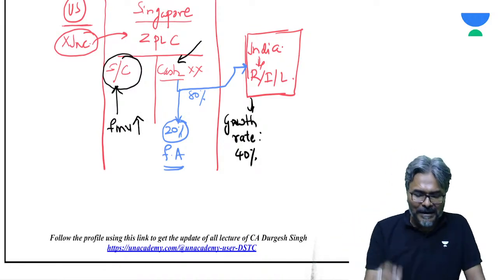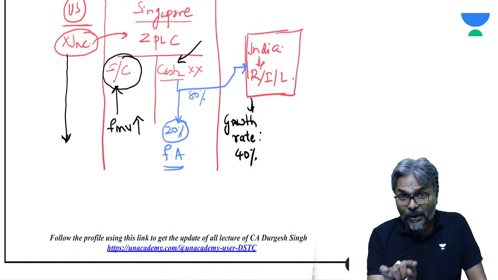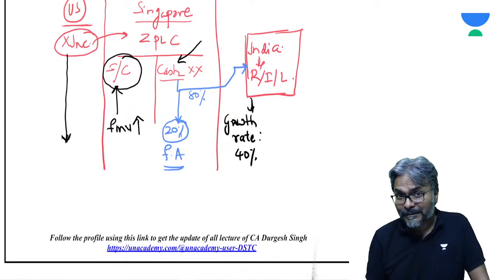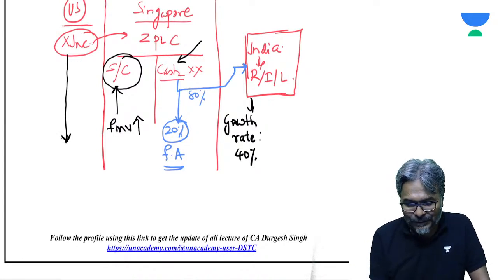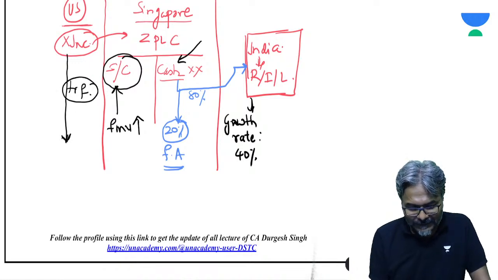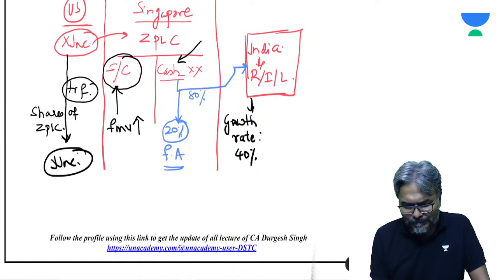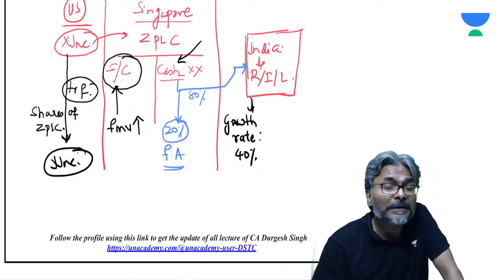And once the fair market value of the shares of this Z PLC goes up, do you know what happens? Now X Inc., the main player, transfers the shares. The shares of whom, students? Shares of Z PLC to another foreign company, say for example Y Inc. And where has the transfer taken place? In USA.